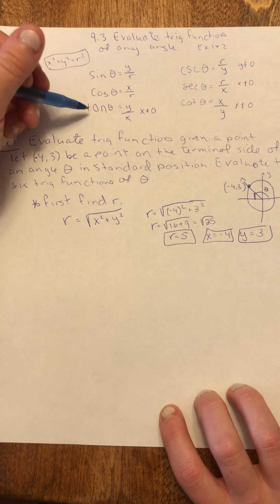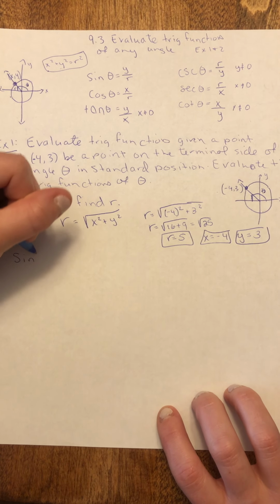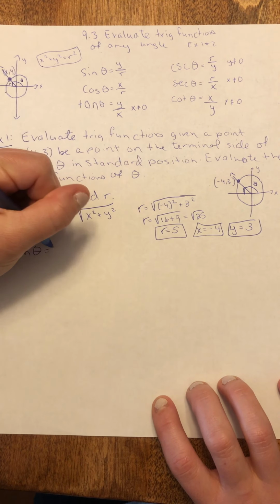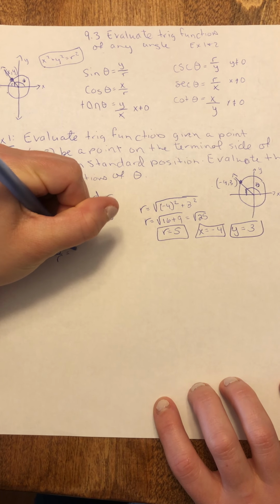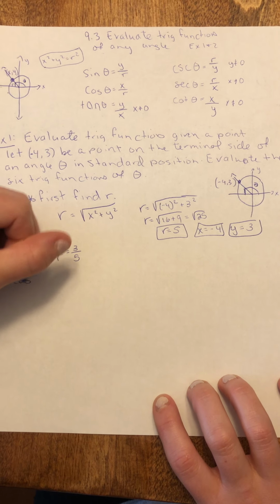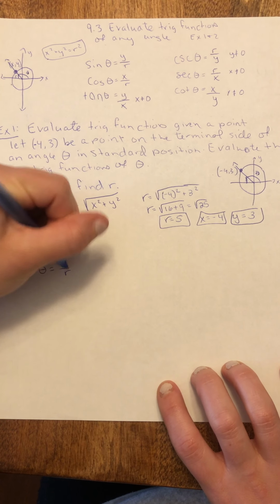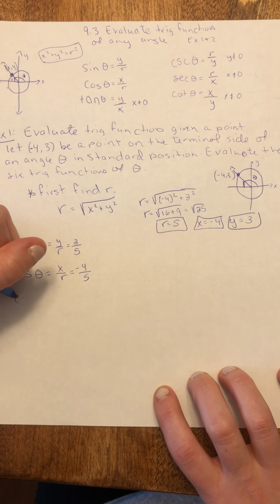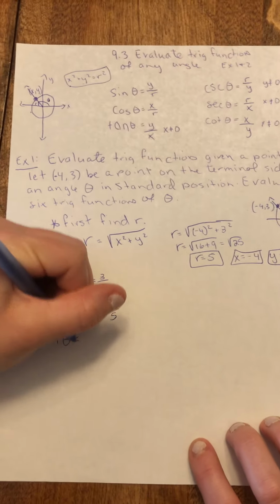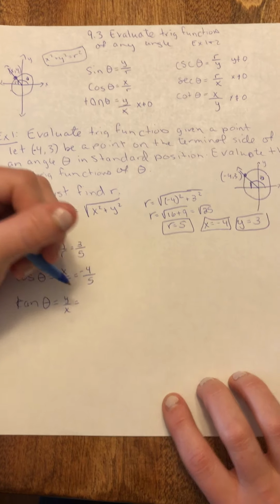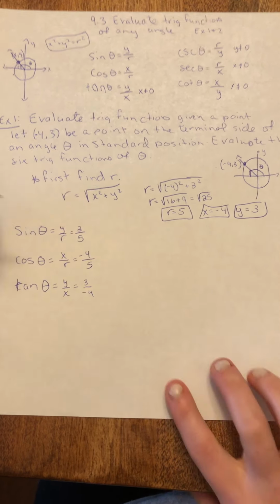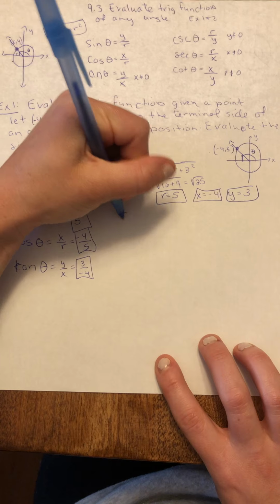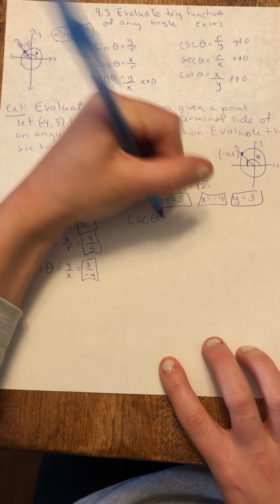And then we're just going to do these top 6 functions. So the sine of theta is equal to y over r, which is 3 over 5. The cosine of theta is x over r, which is -4 over 5. The tangent of theta is y over x, which is 3 over -4. So they should look familiar to the ones that were given to us in 9.1. Regular fractions, nothing too crazy.